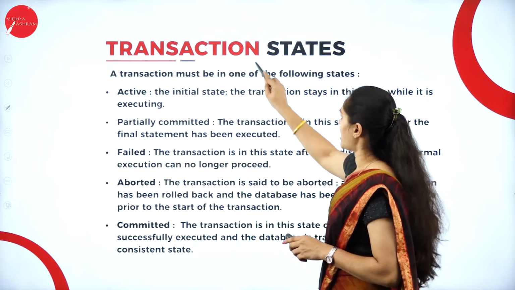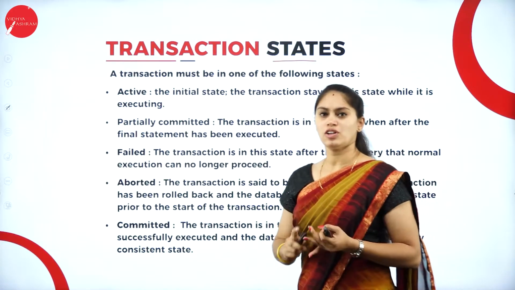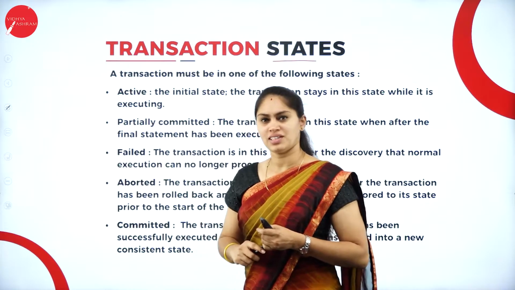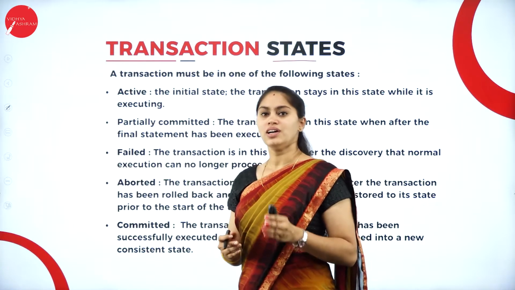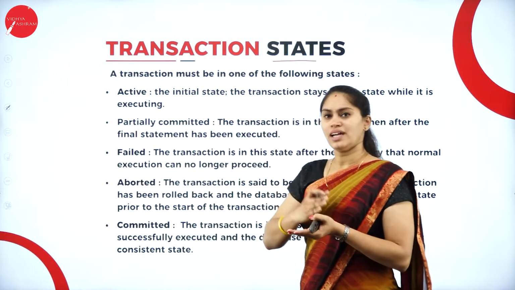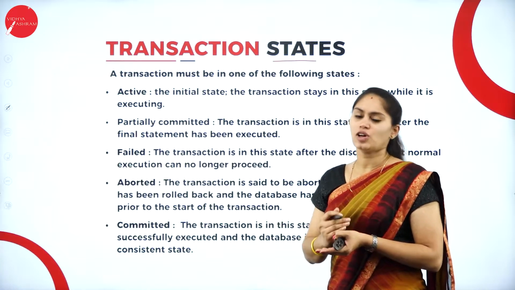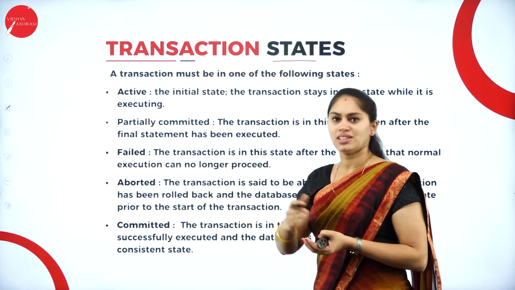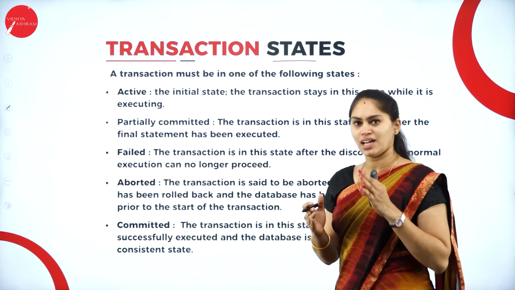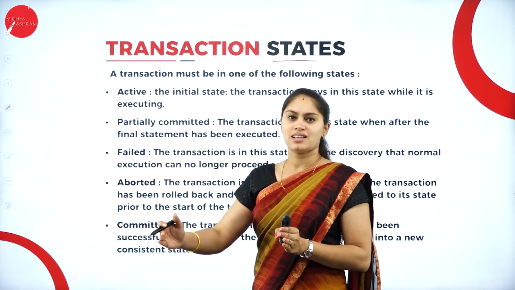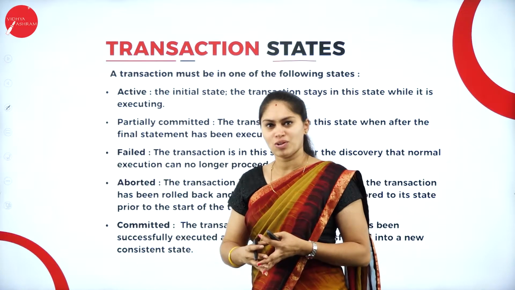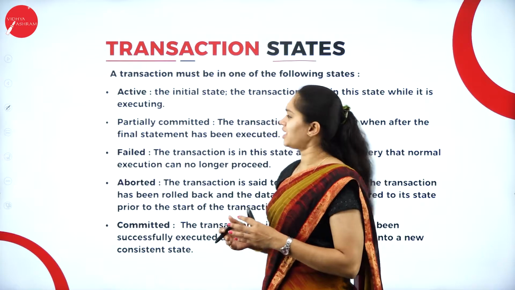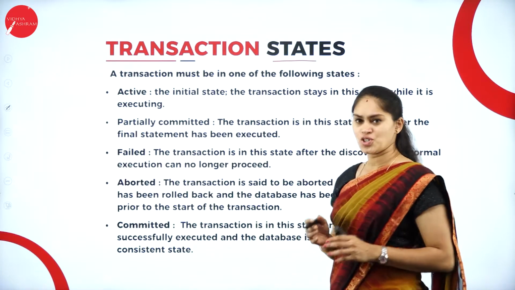We'll see the transaction states. Now we know what a transaction is and what operations we perform with respect to it. As I told you, a transaction needs to be either completely done or not done at all. So what stages do we have in a transaction? If this is the beginning and this is the end of a transaction, what happens in between, and which state is considered what? We'll see now, with respect to the transaction state.